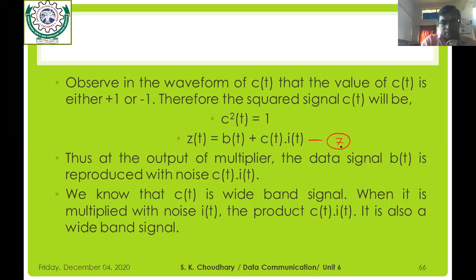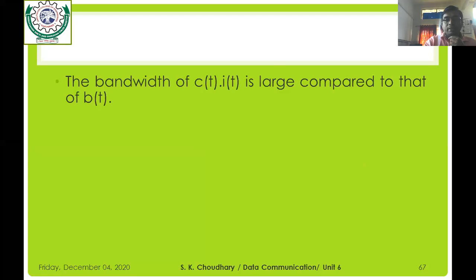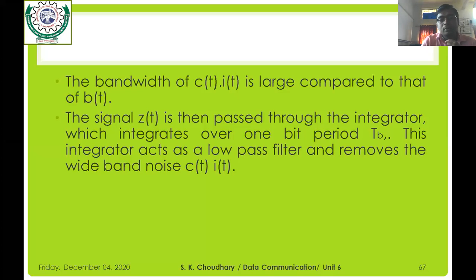c(t) is basically a PN sequence, so it has a wide bandwidth, and i(t) is a noise or interference signal. So the product c(t) i(t) is also a very wide bandwidth signal. The bandwidth of c(t) i(t) is very large compared to the baseband signal b(t). The signal z(t) is then passed through an integrator that integrates the signal over one bit period, Tb, and this integrator acts as a low pass filter, which means it removes the wideband noise c(t) i(t).